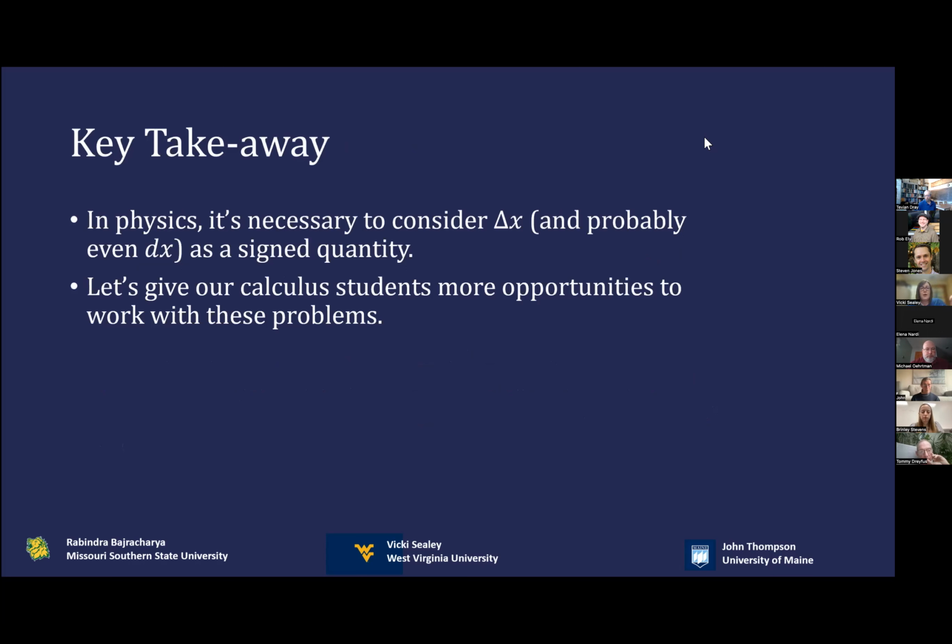So our key takeaway is that in physics, it's really necessary to consider the delta x and probably even the dx. If John were giving this talk, I think he would say definitely the dx. I'm not sure. I won't put words in your mouth, John. But to consider at least delta x, probably dx, as a signed quantity. And I think we should give our calculus students more opportunities to work with those types of problems that have them explore those ideas where delta x being negative makes sense. I think that's it. Thank you all very much.